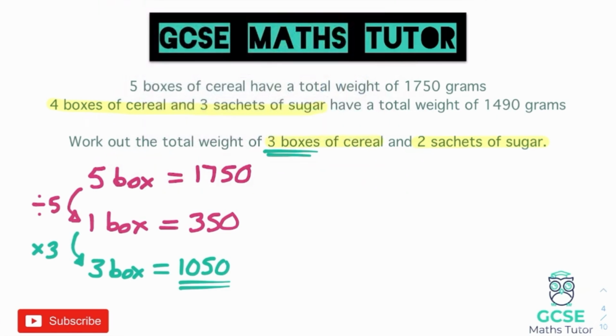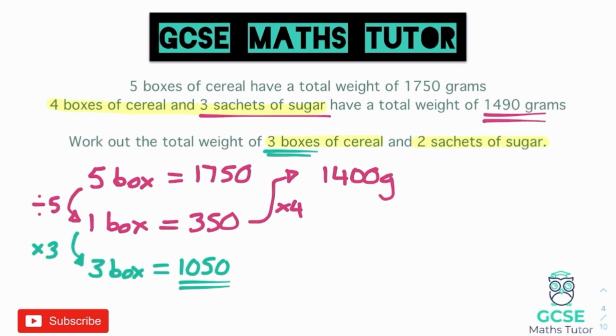So the next part is obviously we have the sachets of sugar. For this second line here, it says that 4 boxes of cereal and 3 sachets of sugar have a total weight of 1490. Well, if we work out the weight of 4 boxes of cereal, as we know the weight of 1, then we could work out what the 3 sachets of sugar are going to weigh. So if one box is equal to 350, 4 of those boxes is going to be 1400 grams. And obviously it says in the question that the weight, including the 3 sachets of sugar, is 1490 grams. So that is going to be adding another 90 grams. So those 3 sachets of sugar are equal to 90 grams.